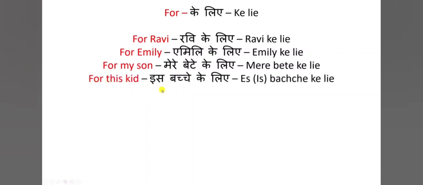For this kid is इस बच्चे के लिए. इस बच्चे is this kid. Both are in oblique forms. के लिए is for. These are with nouns. Now let us learn with pronouns.